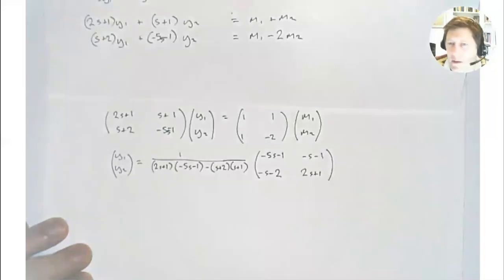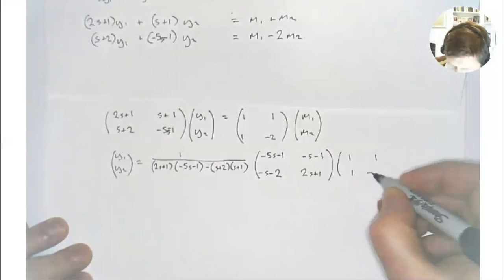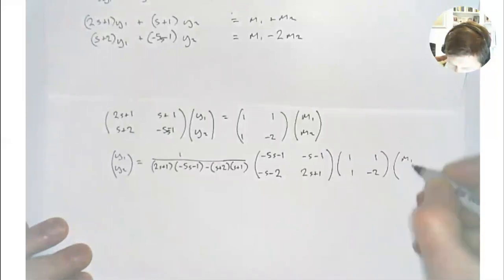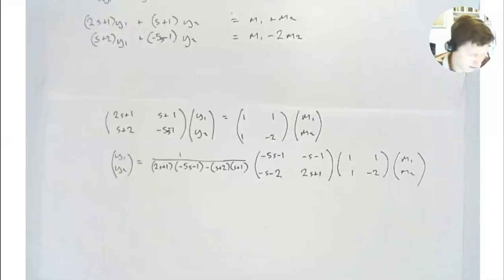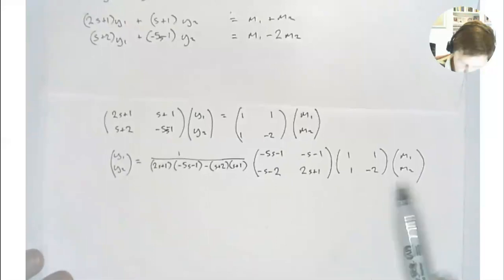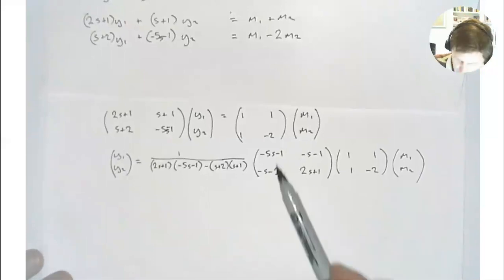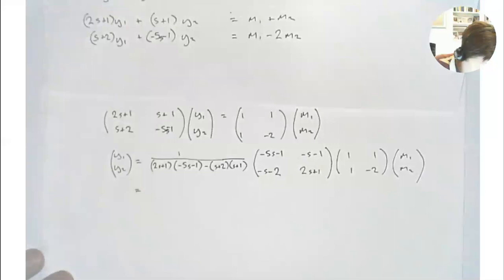Like that. And then that's multiplied by this one, 1, 1, 1 minus 2, m1, m2. So how's that looking? It's looking okay. It's looking a bit laborious algebraically, but everything's fine. So now we need to get a single matrix out of these two, and we need to sort out this factor here so we can see what that looks like.